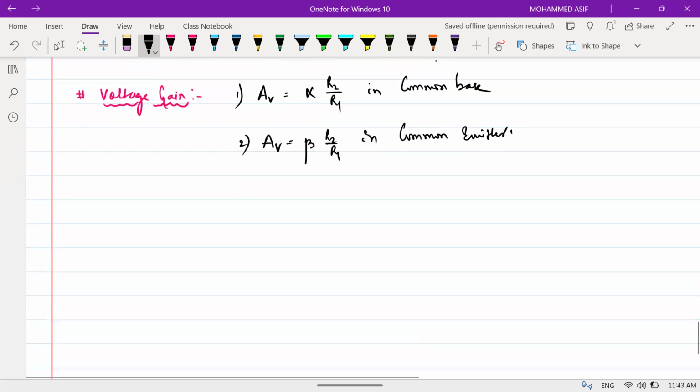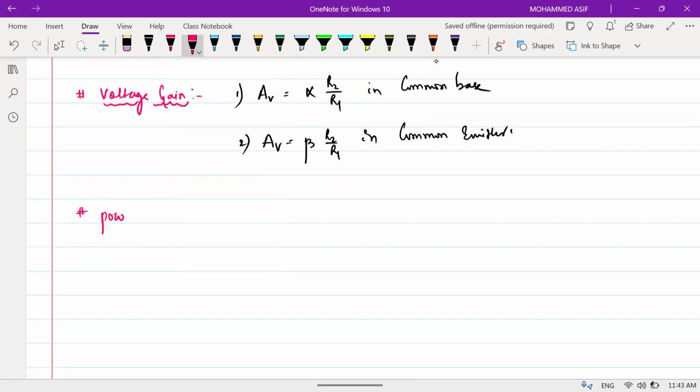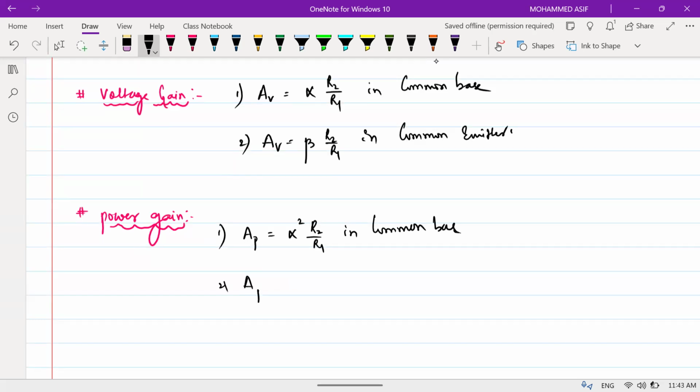Okay. Then how do you calculate the power gain in transistors? Power gain in the transistor is calculated by the formula, beta: AP, where AP means power gain, is equal to alpha square into R2 divided by R1 in your common base. In the same way, the power gain of the common emitter condition will be beta square into R2 divided by R1. So this will be in your common emitter.